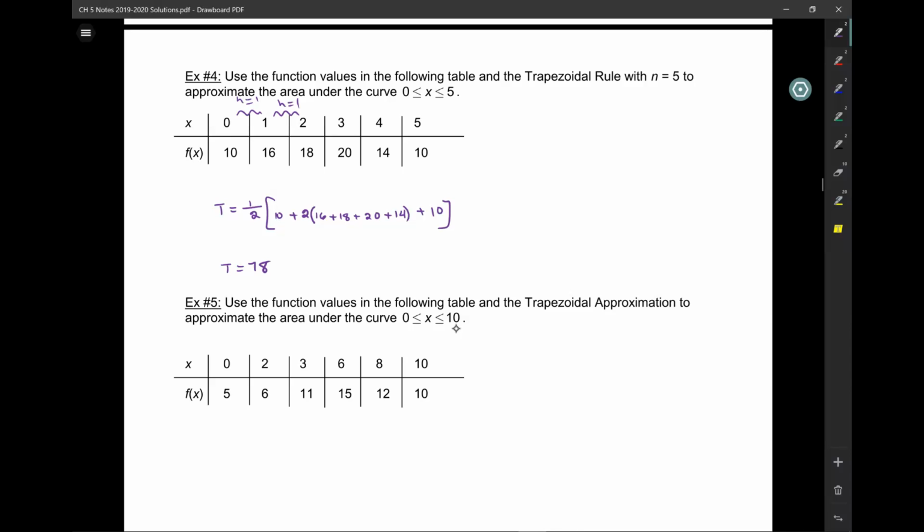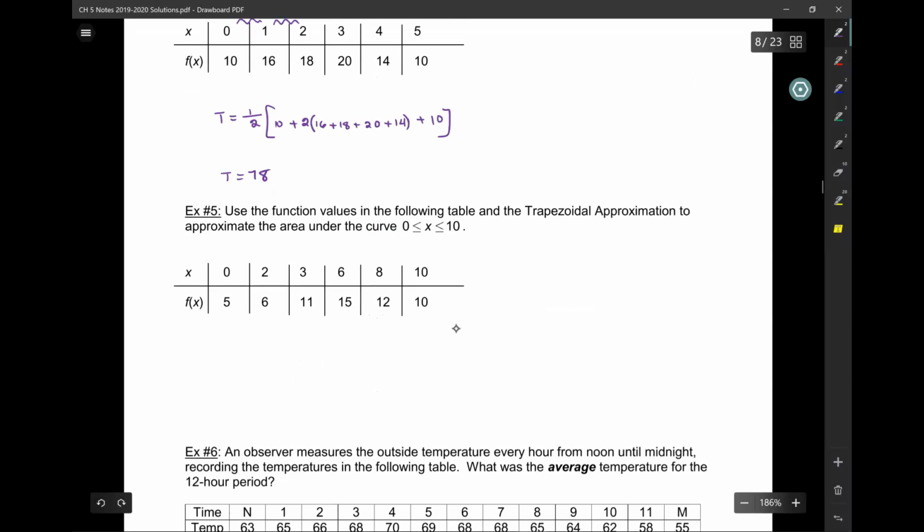Okay. What's the issue here? Number 5. Yeah. Right. The subintervals are not of equal length. And nobody said that in a trapezoidal approximation, the subintervals have to be of equal length. Okay? You could be a rebel and do this. It's fine.